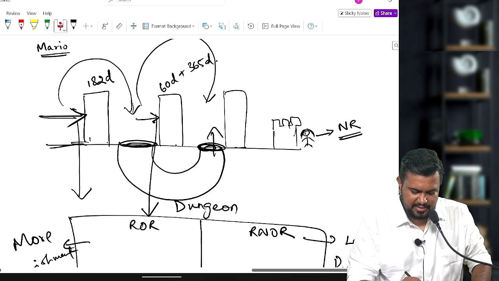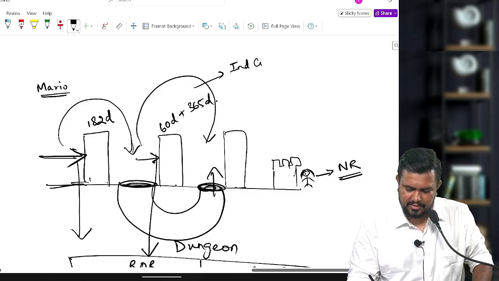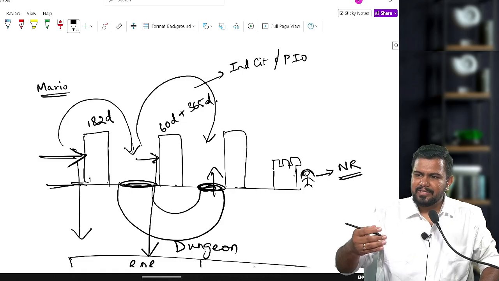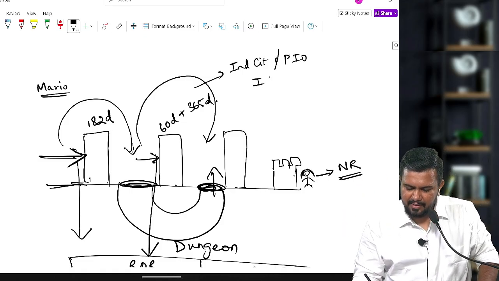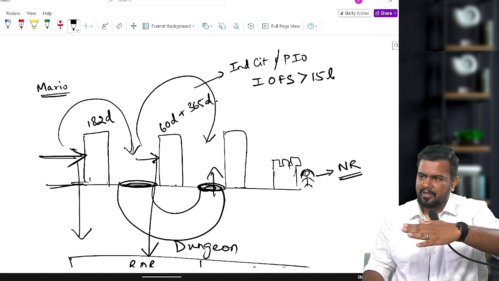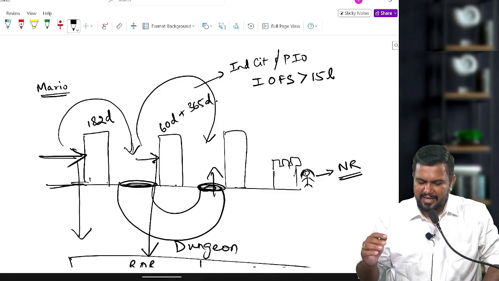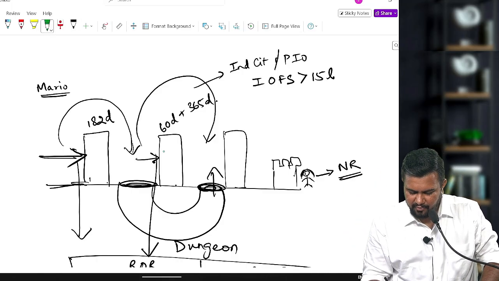Here what happens is, if there is an Indian citizen or person of Indian origin who is coming into India, who is visiting India, and whose income other than foreign source is greater than 15 lakhs. Less than 15 lakhs means they will go into the tunnel. If it is greater than 15 lakhs, then you know what will happen? This wall will become a smaller wall.